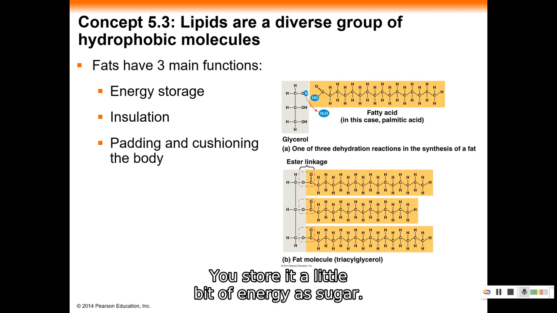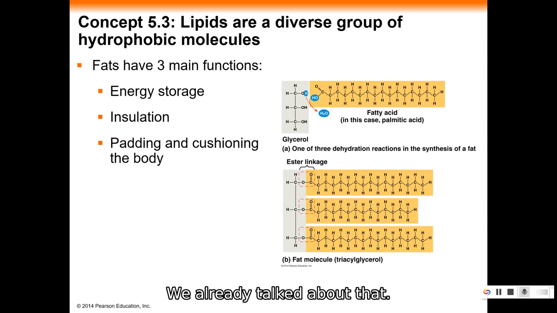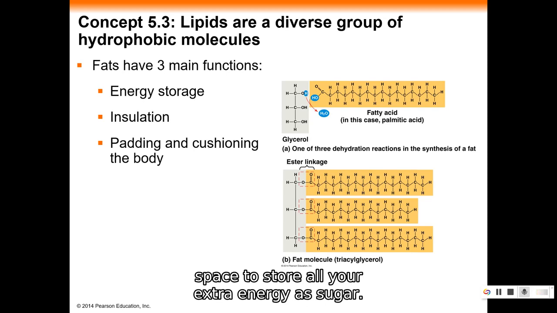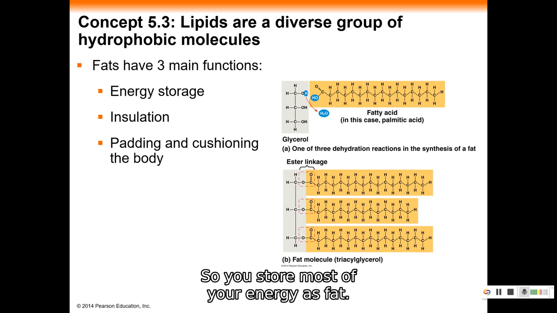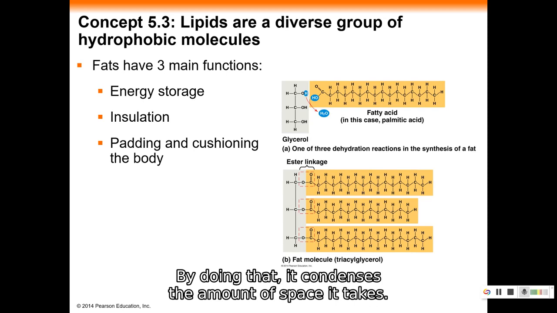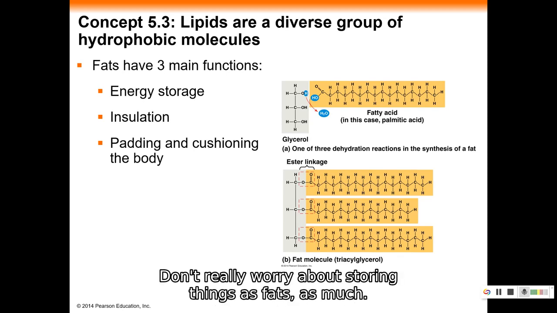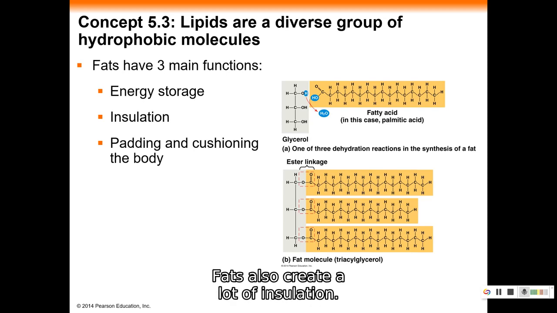So you store a little bit of energy as sugar. We already talked about that. But sugar, it would take a whole stinking lot of space to store all your extra energy as sugar. So you store most of your energy as fat. By doing that, it condenses the amount of space it takes, so you are able to move around. Things like plants that don't care if they're able to move around don't really worry about storing things as fats as much. Fats also create a lot of insulation.